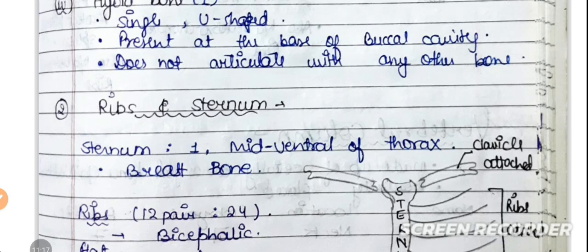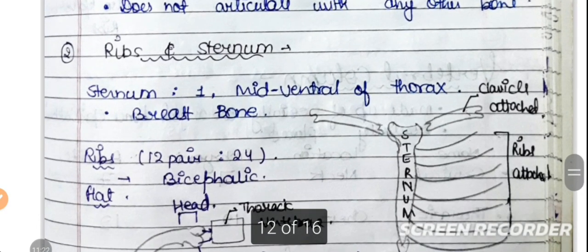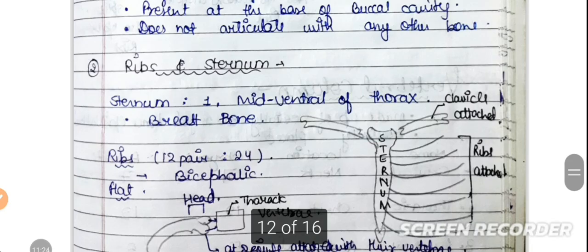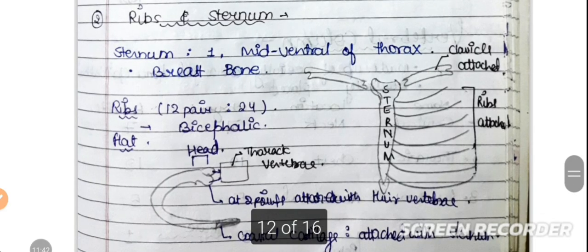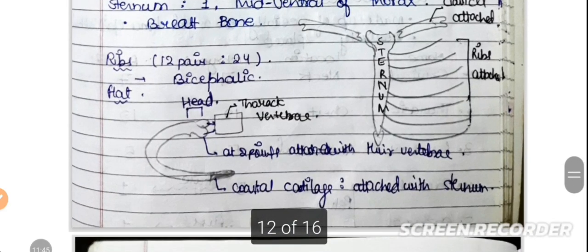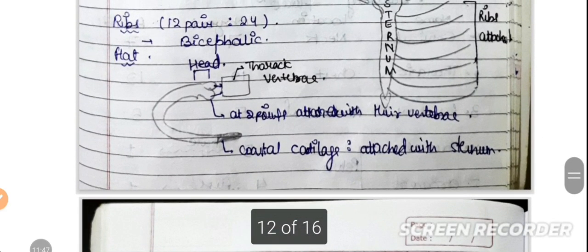It is also called the breastbone, and to the sternum not only the ribs get attached but also the clavicles. The clavicle is the collarbone. Now ribs: there are 12 pairs of ribs, which means there are 24 ribs. Ribs are said to be bicephalic, that is, two heads are present. Ribs are flat.